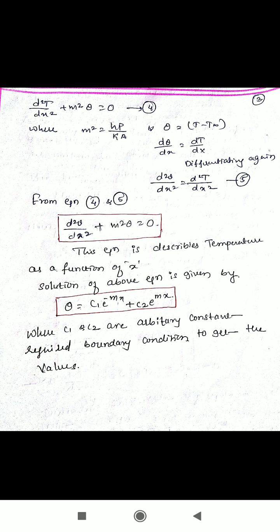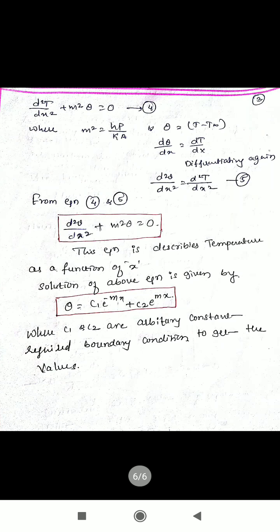This equation describes the temperature as a function of x. In the previous one, we know that d square theta by dx square minus m square theta is equal to 0 gives theta is equal to c1 e raised to mx plus c2 e raised to minus mx. So I can write directly the solution of this equation as theta is equal to c1 e raised to minus mx plus c2 e raised to mx. Here c1 and c2 are arbitrary constants. These constants can be obtained by applying the boundary conditions.